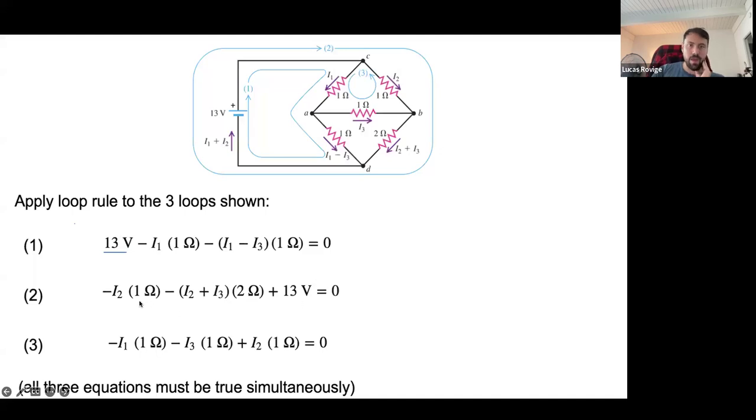If we do the same thing in loop number 2, then we have 13 volt minus I2 here multiplied by the resistance of this resistor, and minus the current here multiplied by this resistor. It's going to be equal to 0 because we have a closed loop between all of these points. And then if we take this loop here, which is different from what we've seen before because there's no potential here.